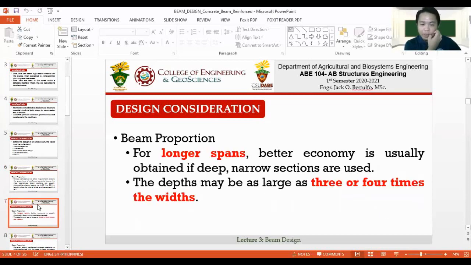Okay, for largest span, if it is not difficult to avoid, better economy is usually obtained when deep narrow sections are used. So the depth may be as large as 3 or 4 times the width. So I think slabs are instead used, and that is common if the span is longer.